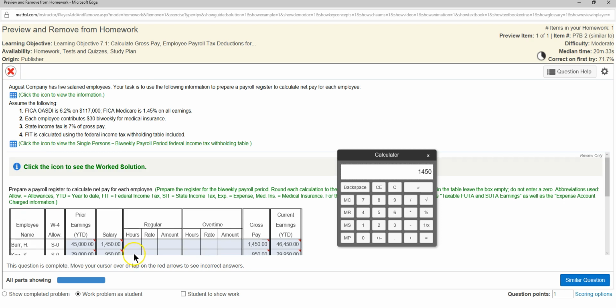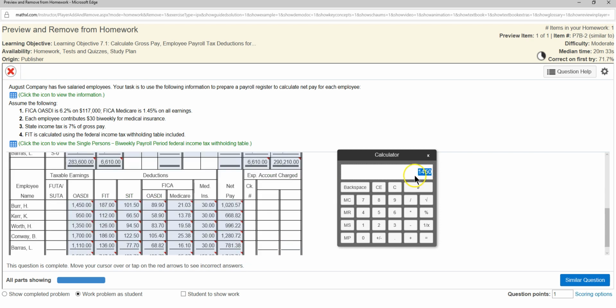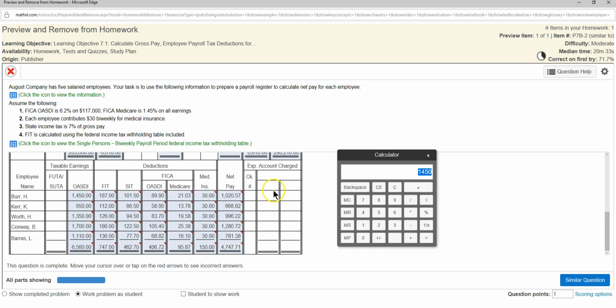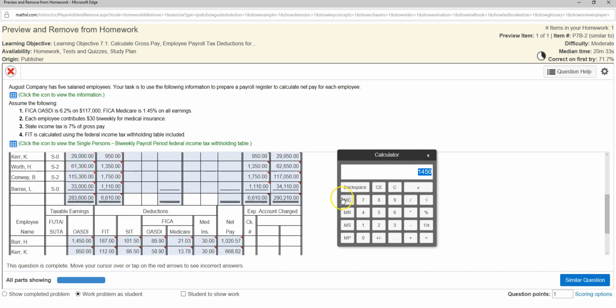Finally, we're going to show you how to calculate the net pay, and we will use Burr as an example. So you start with the $1,450. So we entered the $1,450 in the calculator, and we'll go down to the various deductions and back each one out. We'll subtract each one individually. So it starts out with the federal income tax. So we're going to hit the minus sign.